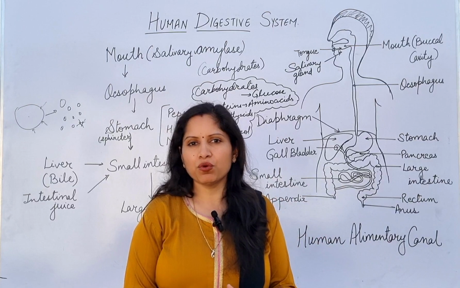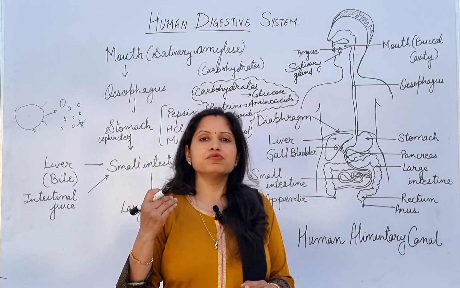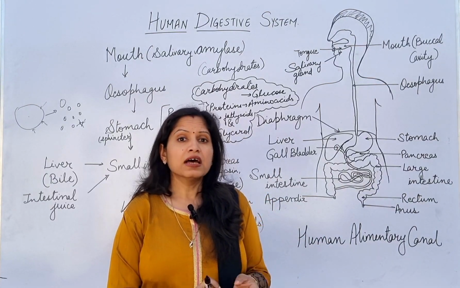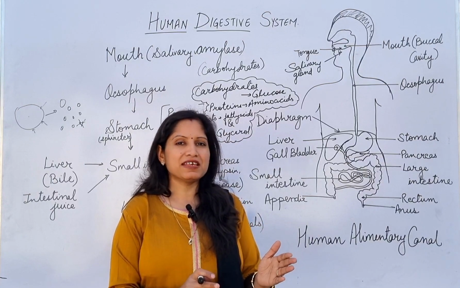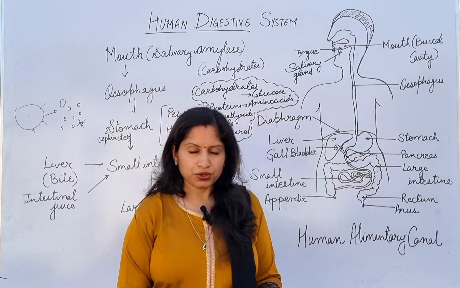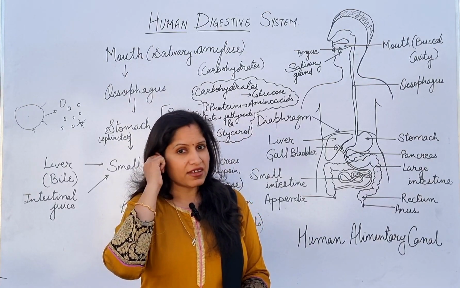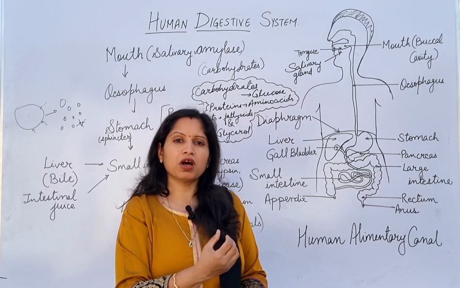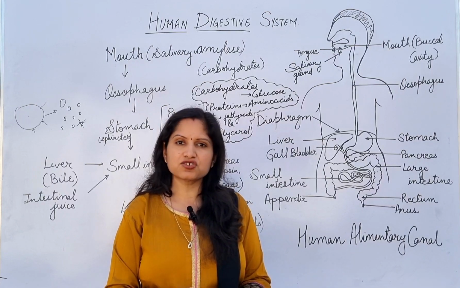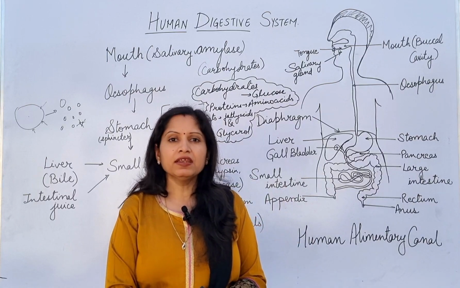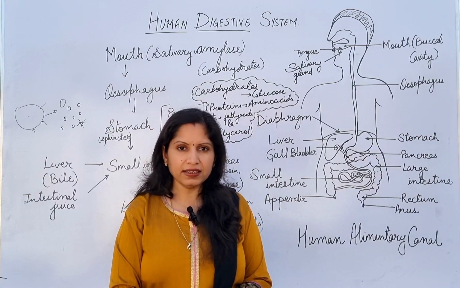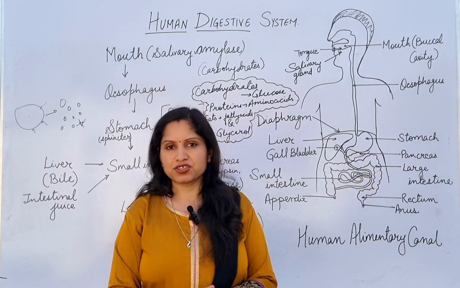Now what next we want to do is absorb this food. So absorption of food also takes place in the small intestine itself. All the food that we have digested, all the glucose that is formed, amino acids, fatty acids, glycerol, all that will be absorbed by the small intestine, and that will go into the bloodstream.